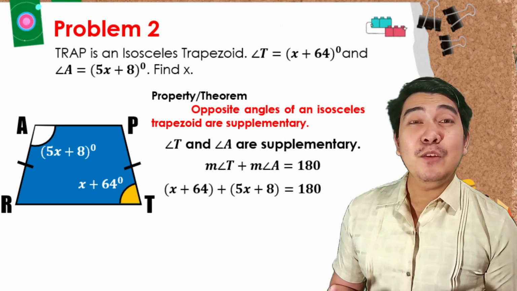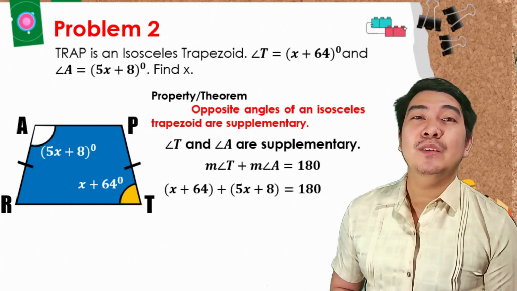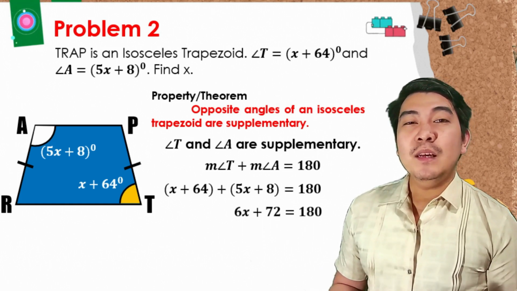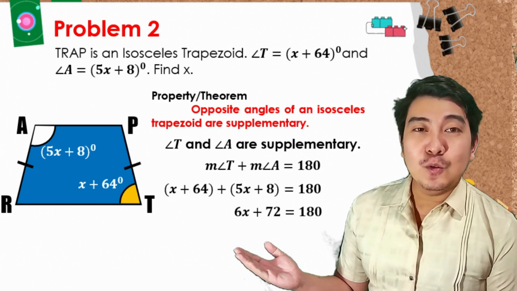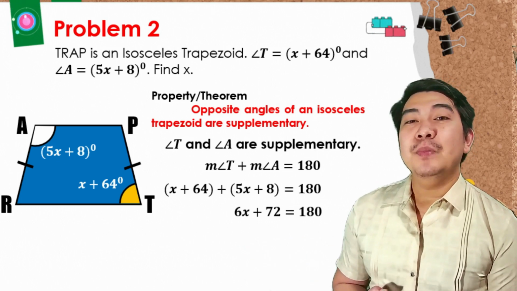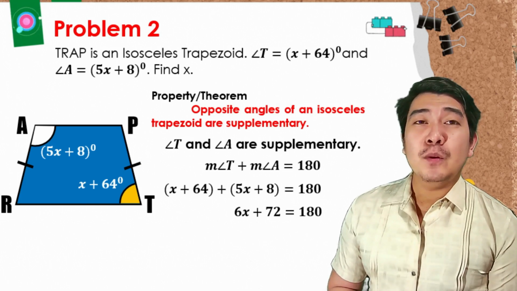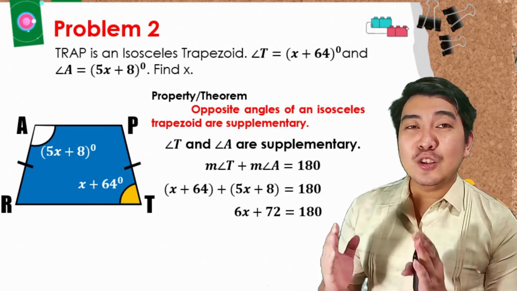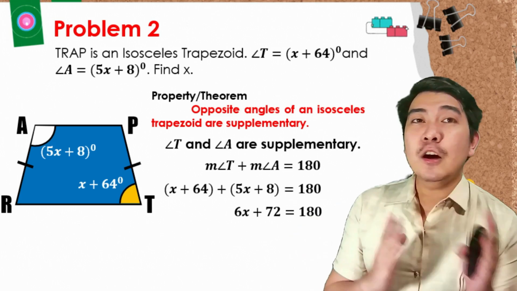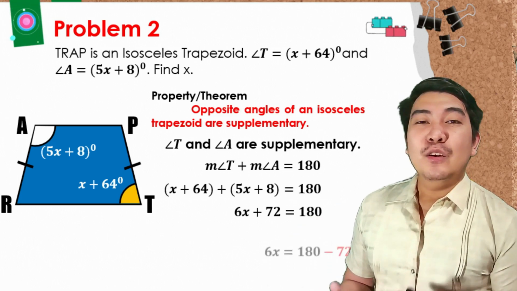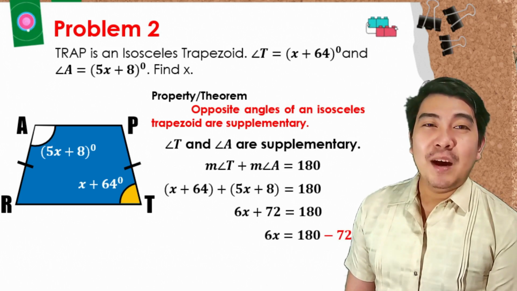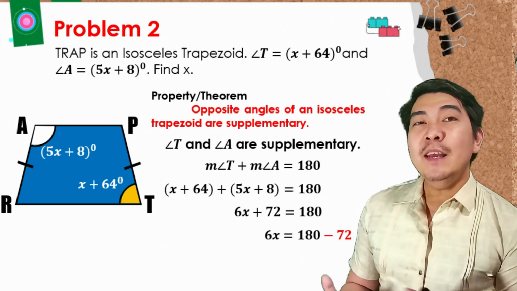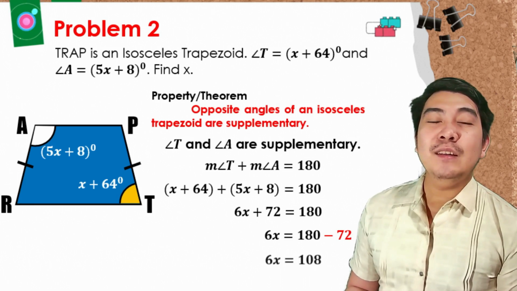Next, let us simplify by combining similar terms. If that will be the case, the result will be 6x plus 72 is equal to 180. Then let us apply the addition property of equality, or let us transpose positive 72 to the other side of the equation. Therefore, the result will be 6x is equal to 180 minus 72. 180 minus 72 is 108.